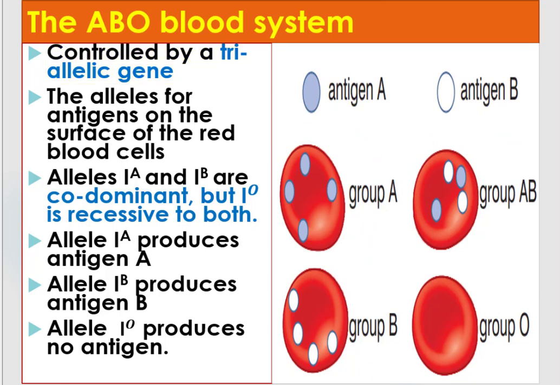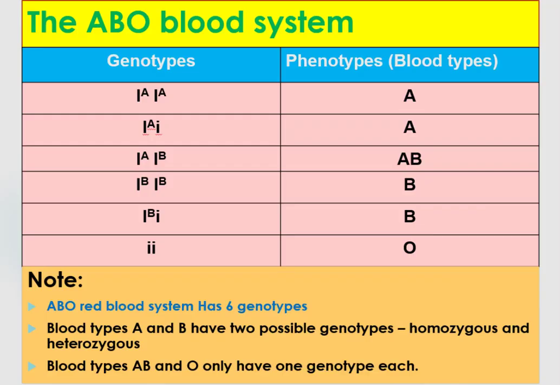The alleles for antigens on the surface of red blood cells, allele A and allele B, are codominant, but allele O is recessive to both allele A and allele B. Allele A produces antigen A, allele B determines production of antigen B, and allele O determines no antigen on the surface of red blood cells. The ABO blood system has six genotypes and four phenotypes.